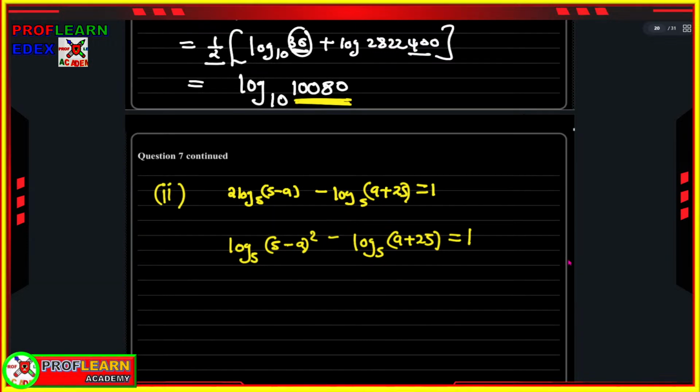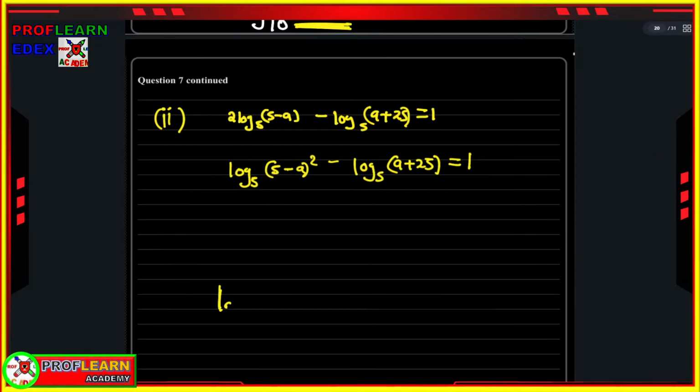Once we have that, we are going to combine this into a single log. As a single log, what will it become? We are going to have log base 5 of (5 minus a) squared over (a plus 25) is equal to 1.